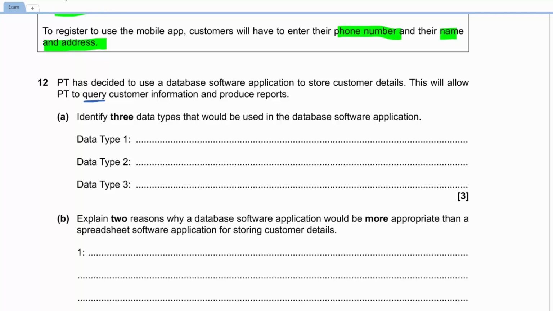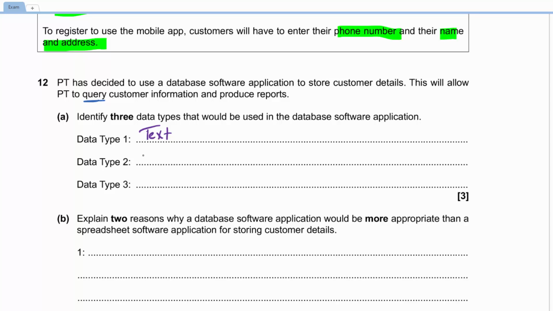So under numeric, for example, we've got loads more, like integers and so on. So here, thinking of a phone number, it could be stored, probably not as an integer actually, but as text. You could store a phone number as text, and also a name and address would be text as well.